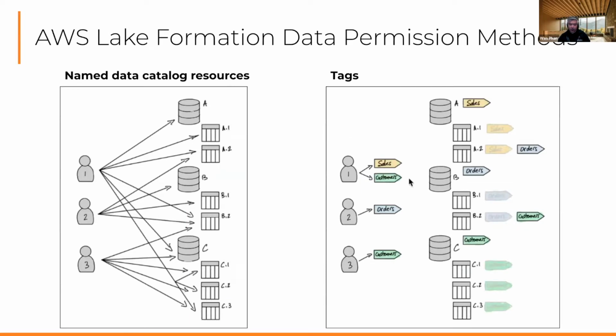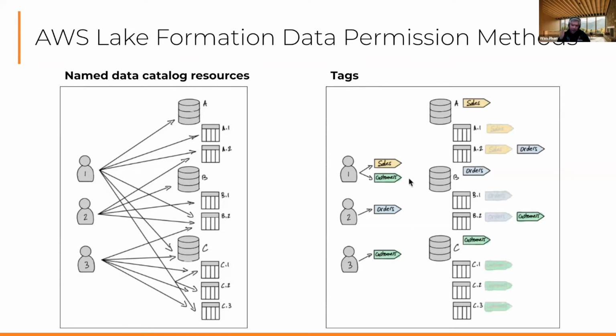So how do you define the policies in Lake Formation? There are pretty much two ways. On the left-hand side is the very traditional way, where you have a principal and you map the principal to a particular resource. On top of that, you define what actions or permissions they have. For example, principal 1 has access to database A, table A.1, A.2, etc. The other way you can do it is tag-based access control.